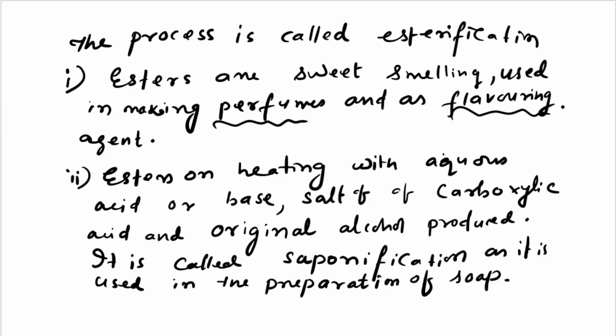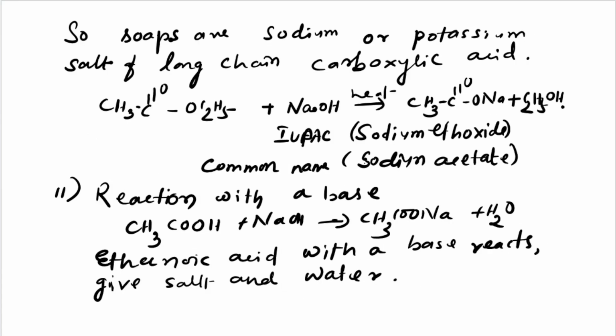Again I want to tell, esters on heating with aqueous acid or base produce the salt of carboxylic acid and the original alcohol. Now see the reaction. Here CH3COOC2H5. This is your ester. Ester with NaOH gives CH3COONa plus C2H5OH. That means here it is not sodium ethoxide, this is sodium ethanoate.